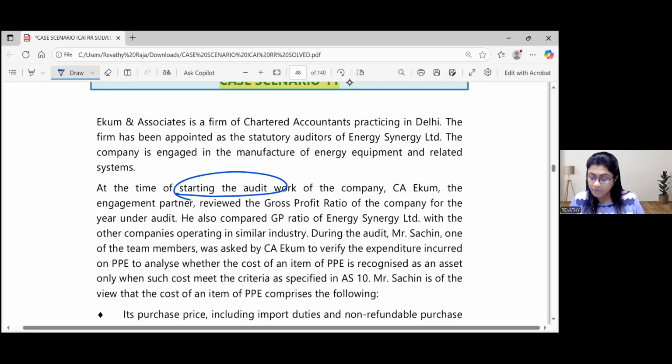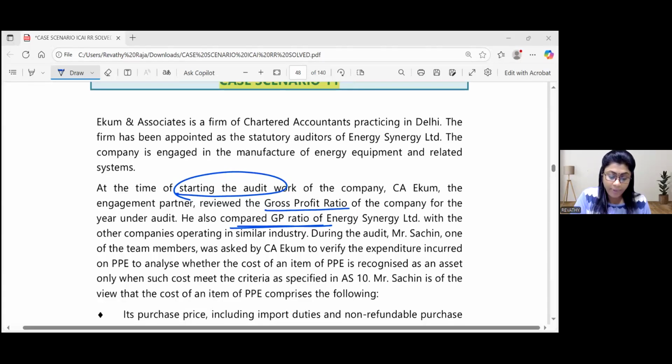At the starting of the work, Icum's engagement partner reviewed the gross profit of the company for the year under audit. He compared the gross profit ratio of the energy company with other companies. So which procedure is he doing? Comparing with the other companies. Correct, analytical procedure.